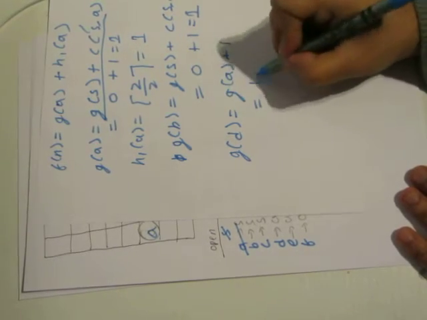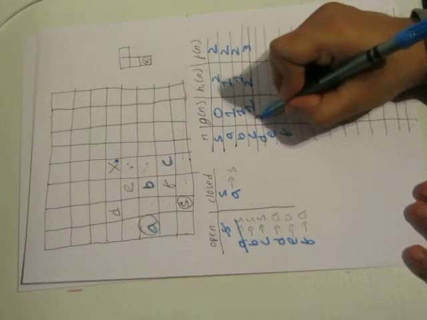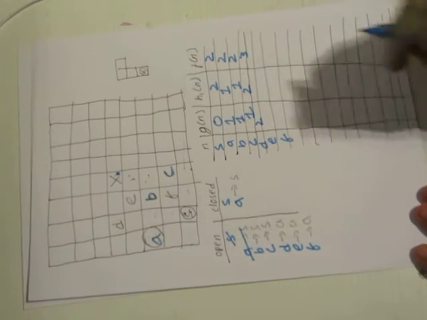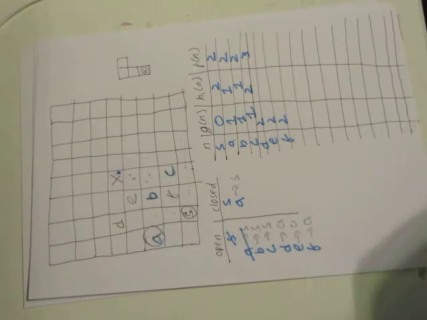So it's 1 plus 1 gives you 2. So G of D is 2. Similarly, G of E would be 2, and G of F would also be 2.